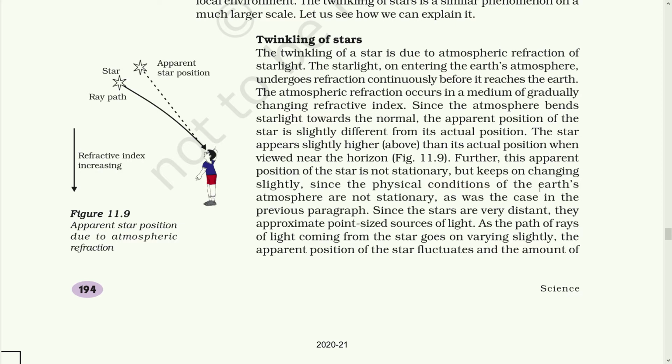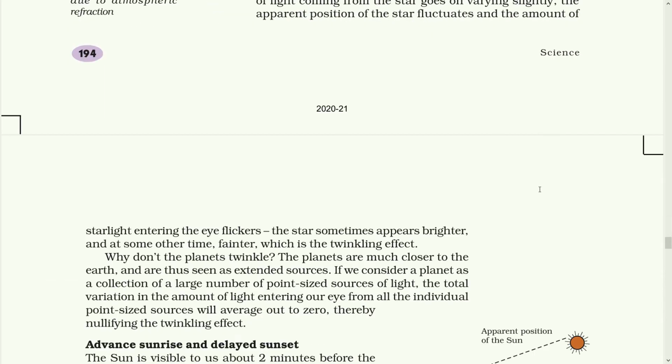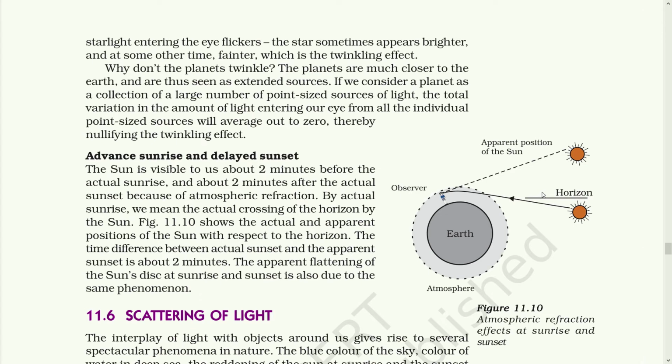The star appears slightly higher than its actual position when viewed near the horizon. Further, this apparent position of the star is not stationary but keeps on changing slightly, since the physical conditions of the Earth's atmosphere are not stationary, as was the case in the previous paragraph. The stars are very distant. They approximate point sources of light. As the path of rays of light coming from the star goes on varying slightly, the apparent position of the star fluctuates and the amount of starlight entering the eye flickers. The star sometimes appears brighter and at some other time fainter, which is the twinkling effect.